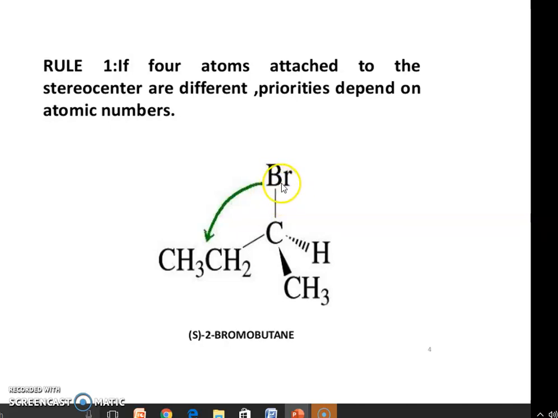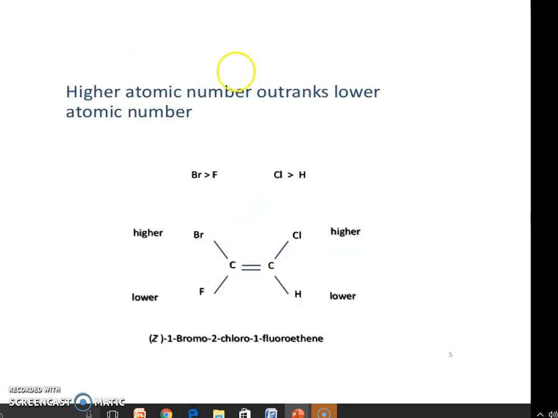You know, bromine has the highest atomic number. The lowest atomic number is associated with hydrogen. The highest atomic number is associated with bromine. So this is how the first rule assigns priorities for the atoms or groups attached to the stereo center. Next, a higher atomic number outranks a lower atomic number. So this is the outranking: bromine is greater than fluorine, chlorine is greater than hydrogen.